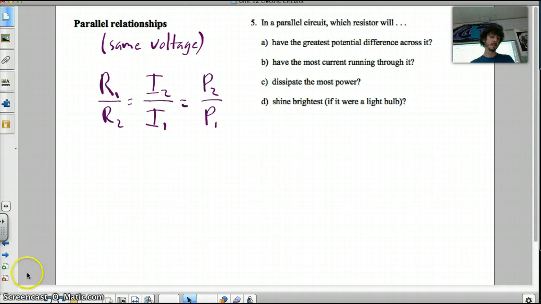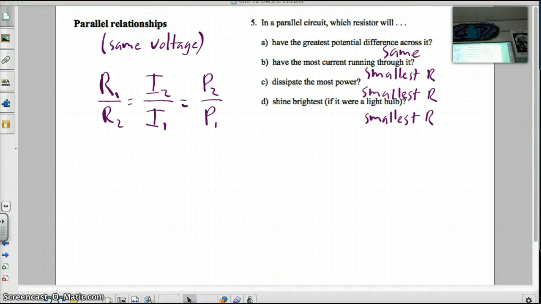I'm waiting. Okay, hopefully you saw these things. That the potential is obviously the same. The smallest resistor will have the most current because current wants to flow through the path of least resistance. So the most current will flow through the smallest resistor. Conversely, the biggest resistor will have the smallest current. And you can look at those second cases.